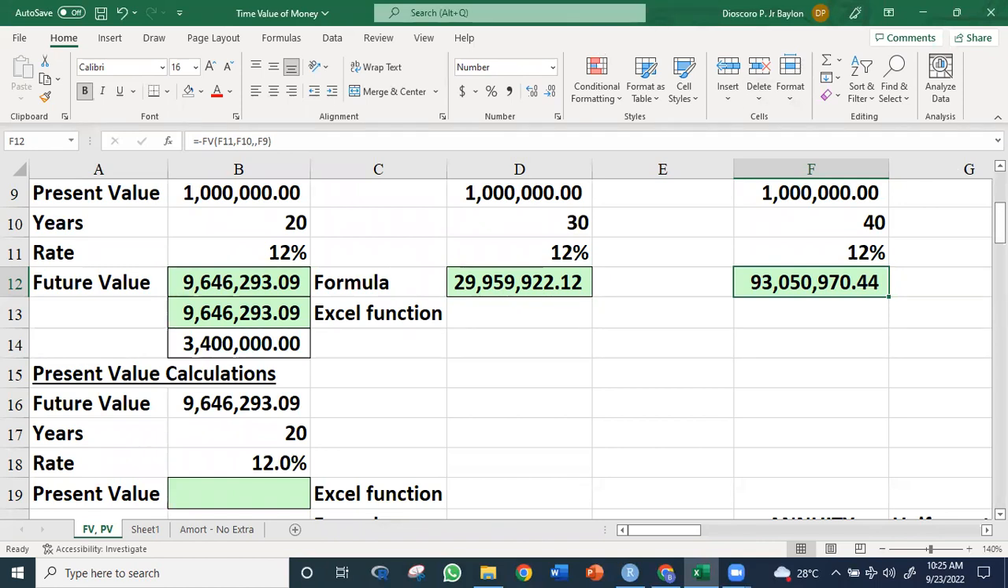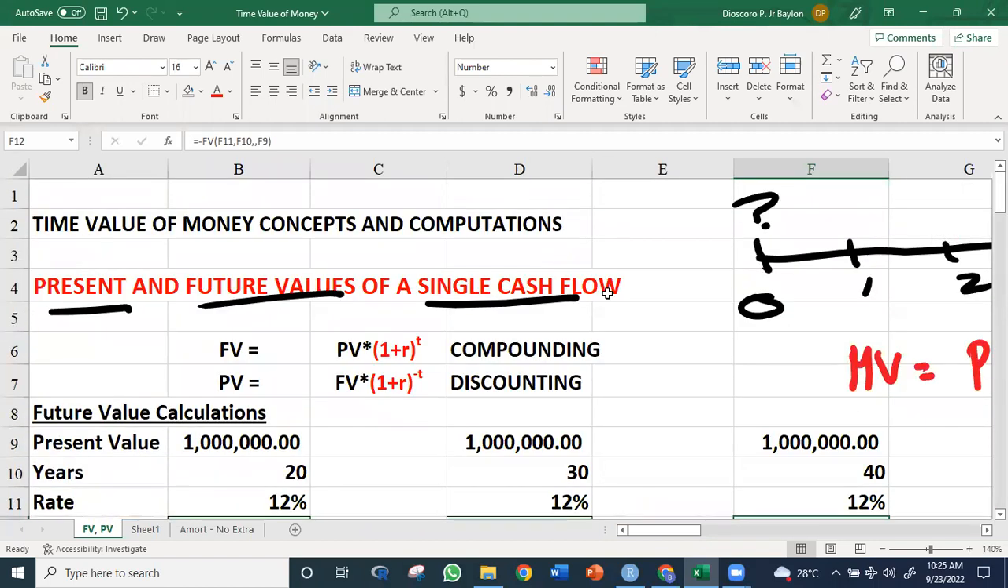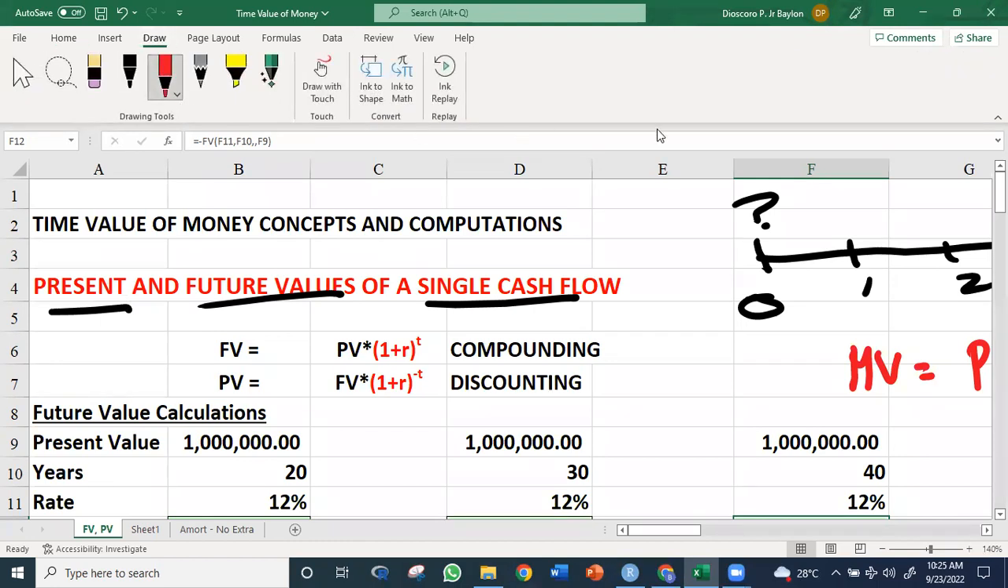All right. So let's now go to the reverse process. So a while ago, we were computing for the future value. Now, on the other hand, if we're given the future value, and then we would like to compute for the present value, then the formula becomes PV, present value, is equal to future value times 1 plus R raised to the negative T. Okay, so let's just illustrate that.